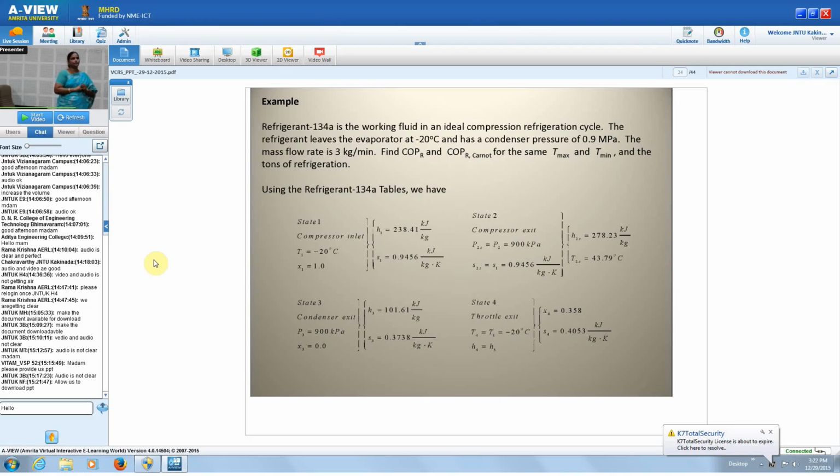And similarly at state 2, that is at the pressure of 900 kilopascal, from the pressure tables at 900 kilopascal, these values are already given. So at that discharge condition, the entropy is 0.9456 kilojoules per kg Kelvin. And similarly, the enthalpy at discharge is also given, 278.23 kilojoules per kg. And the temperature is also given, that is 43.79.